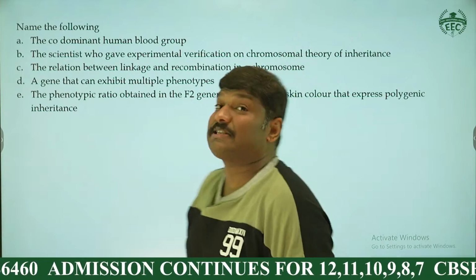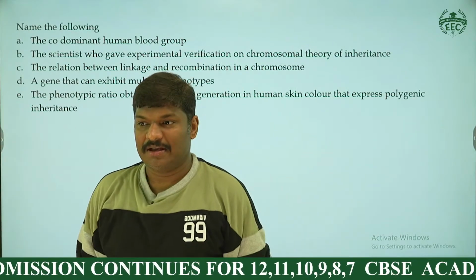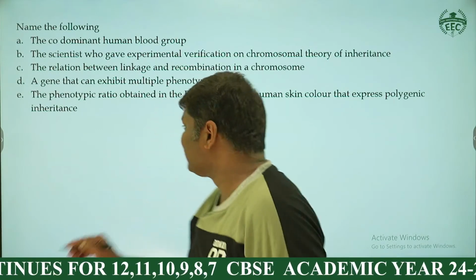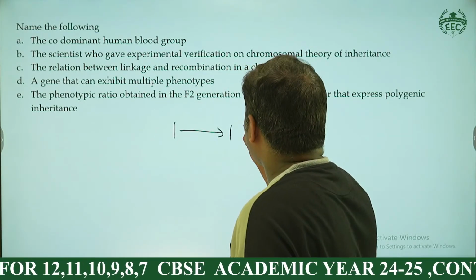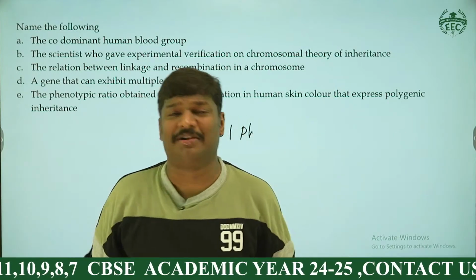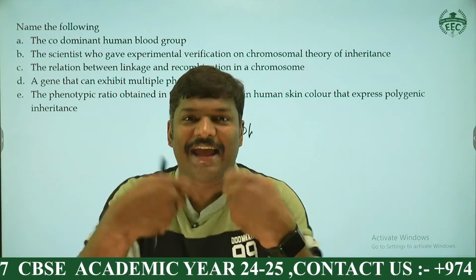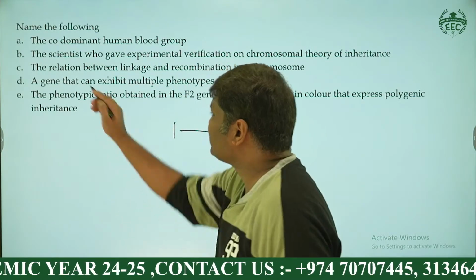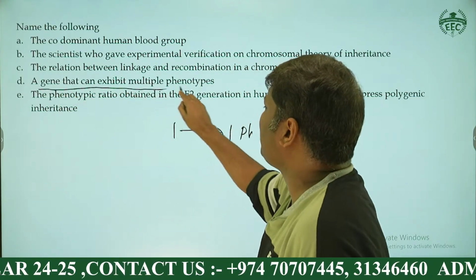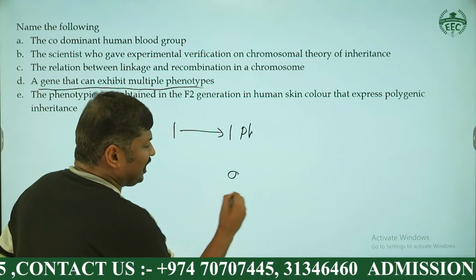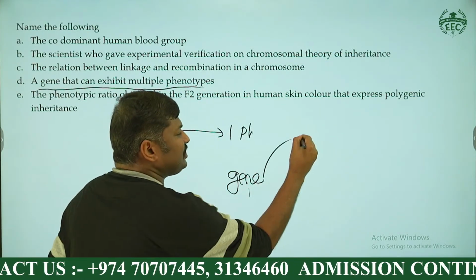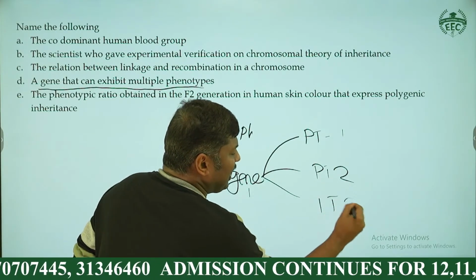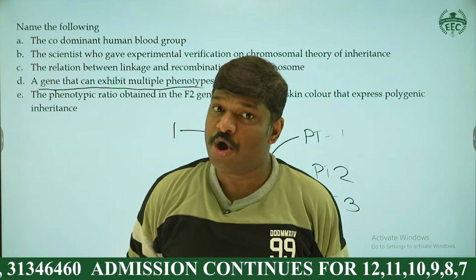A gene that can exhibit multiple phenotypes, my dear student. Generally, listen, one gene can exhibit only one phenotype. That is a common thing. For example, the melanin gene can express as a melanin protein. So each gene can express one protein, but what is the question here? A gene that can exhibit multiple phenotypes. For example, if this is a gene, look at the board, my dear student. This gene has phenotype 1, phenotype 2, phenotype 3. Is it one phenotype? No, more than one phenotype.